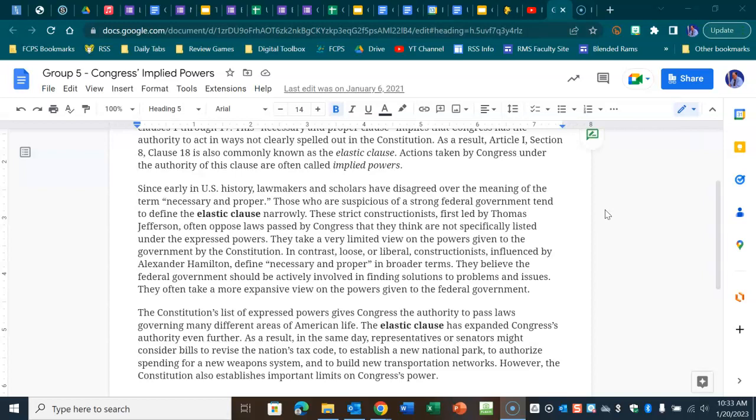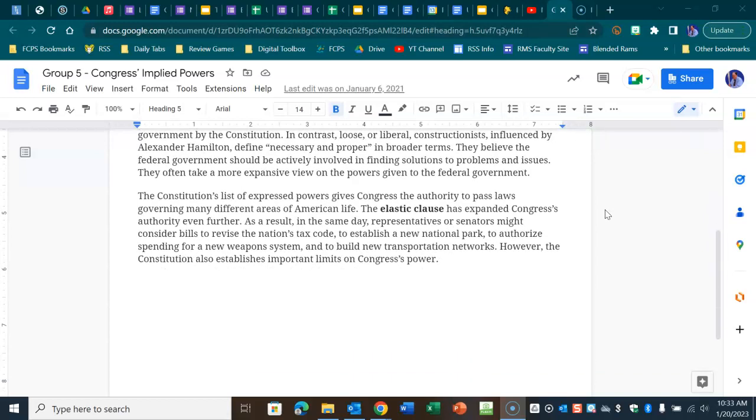In contrast, loose or liberal constructionists, influenced by Alexander Hamilton, define necessary and proper in broader terms. They believe the federal government should be actively involved in finding solutions to problems and issues. They often take a more expansive view on the powers given to the federal government.